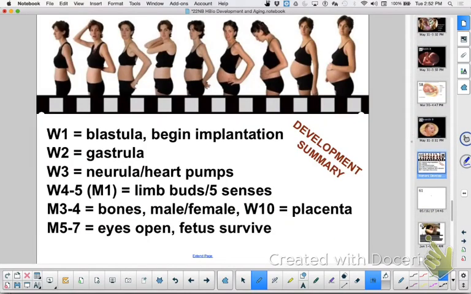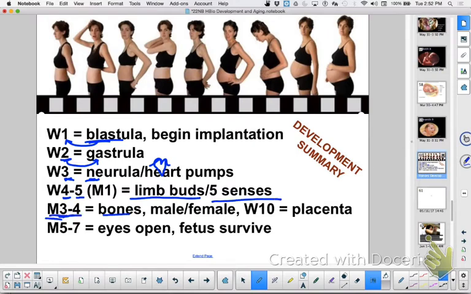Remember we said blast into the first week. In week one, you're a blastula. Week two, you let out a little gastrula. Remember that? Week three, if you take this three and turn it sideways, it would be like a cursive N, neurula. And then remember I changed it into a heart as well. That's when your heart pumps. Week four, four limbs. Week five, five senses. Remember that?